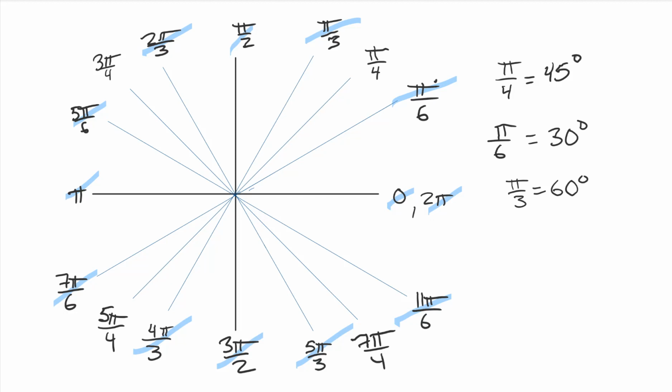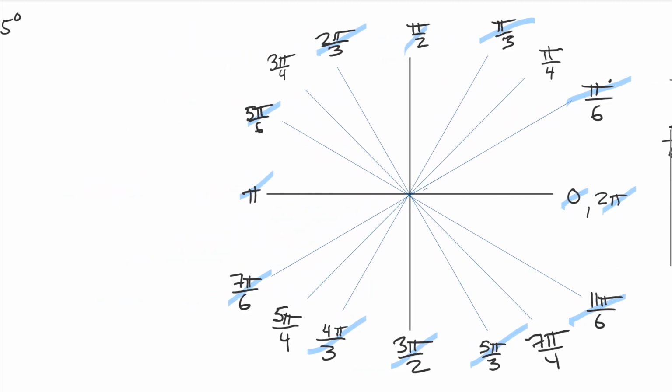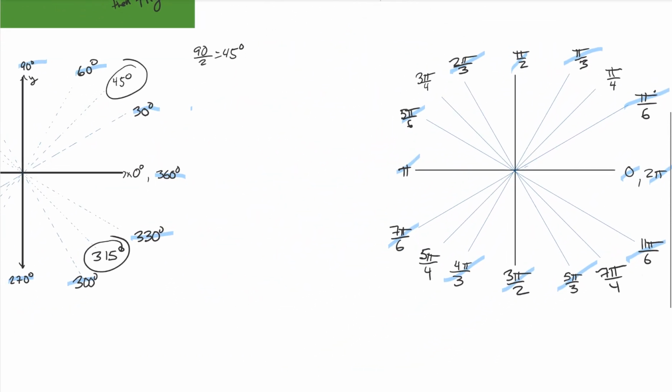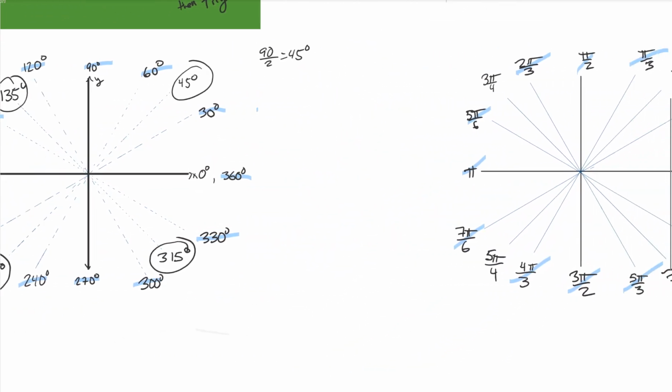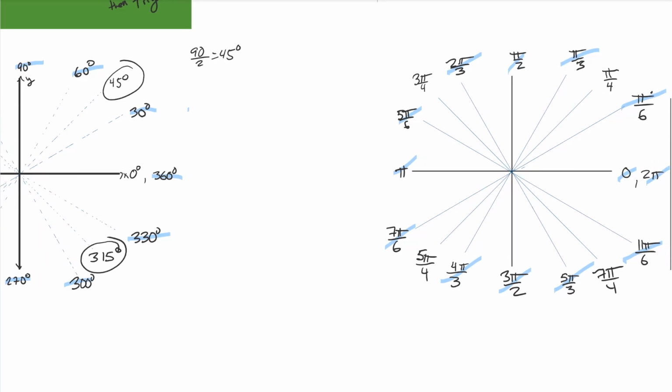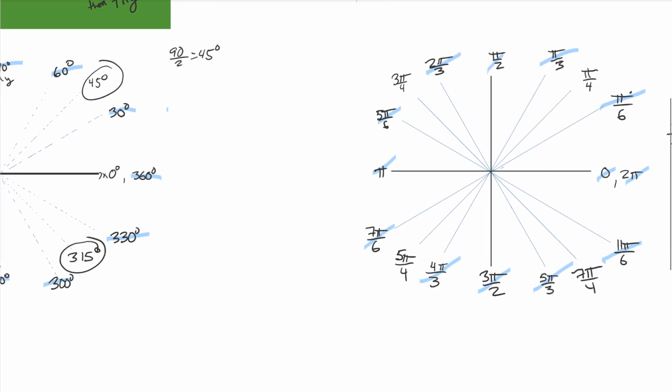So I know this was a long one. I just want to make sure that we all know where our angles go in both degrees and in radians. So there's our degrees. There's our radians. Okay, we'll be back in the next one. We'll actually start doing some trig.